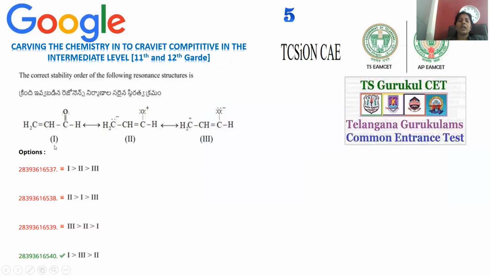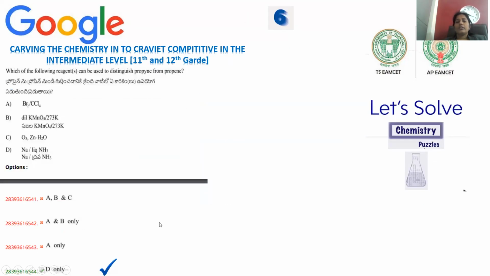So obviously the uncharged one will have the higher stability, and the next will be O minus. Oxygen carrying negative is somewhat stable, and oxygen carrying positive is highly unstable, so I'm putting this resonance form at least stability. So the first order will be compound number 1, then compound number 2, and compound number 3 will be the third one. For question number 5, option number 4 is the correct answer. Move on to question number 6.